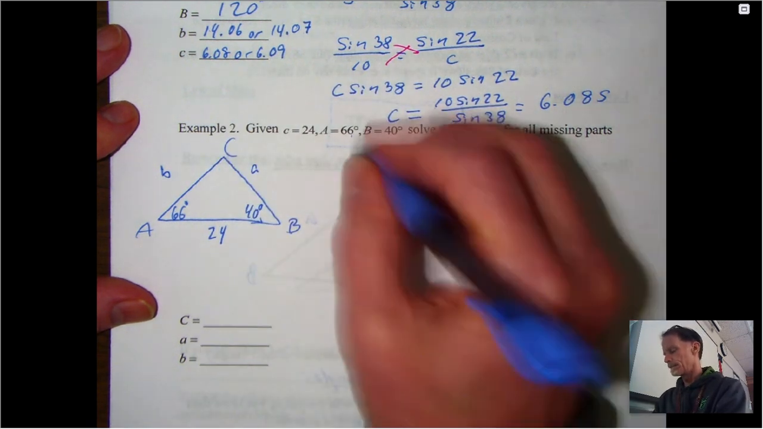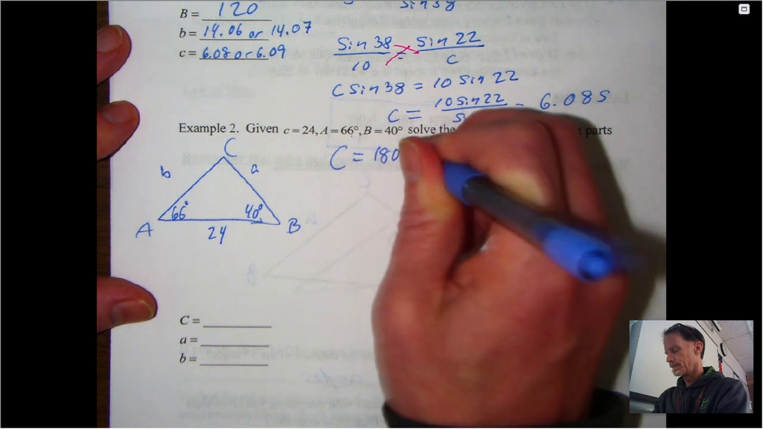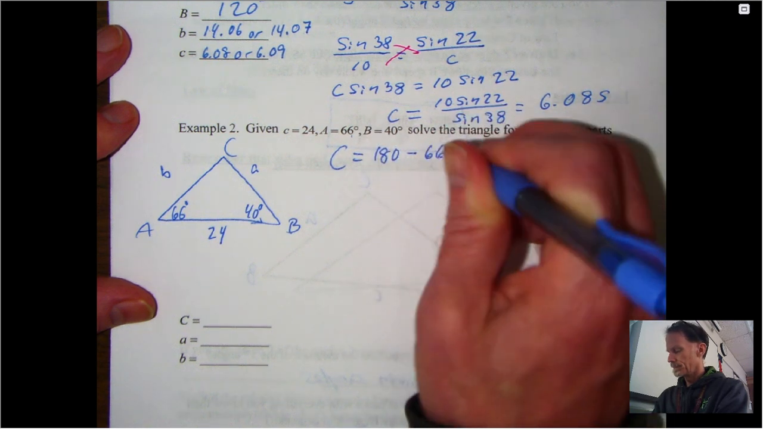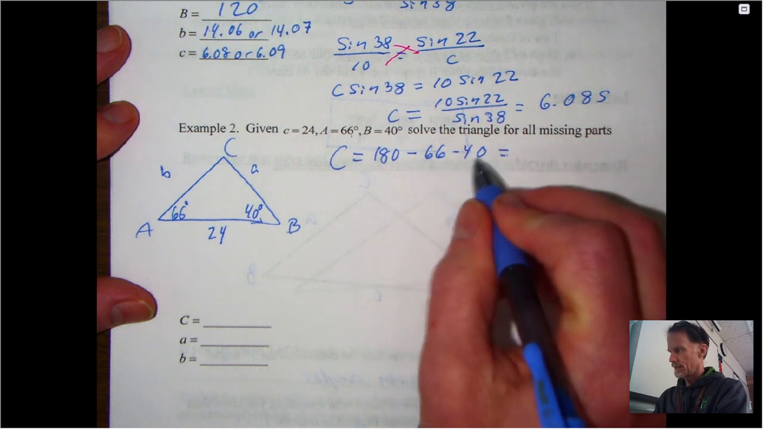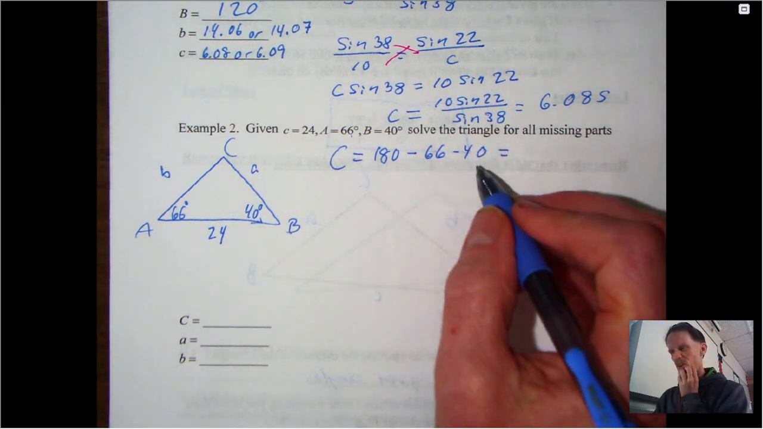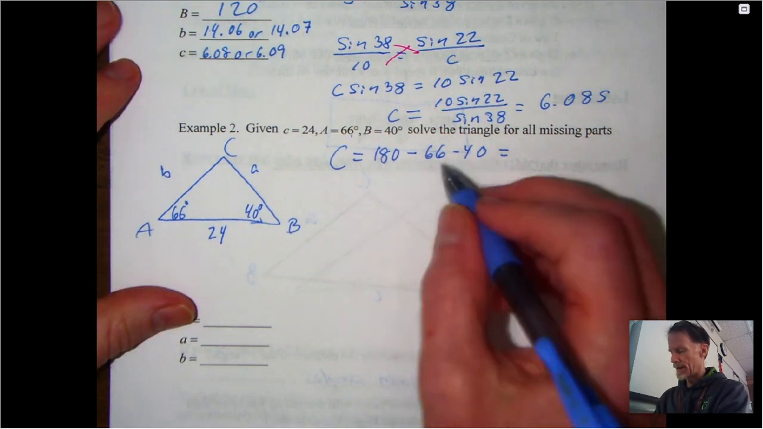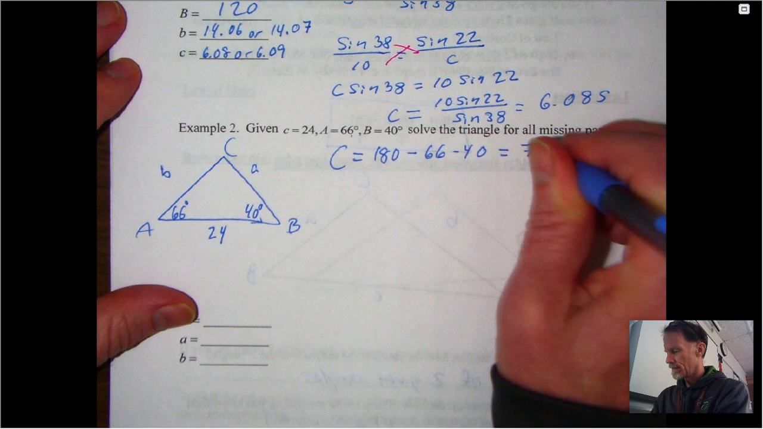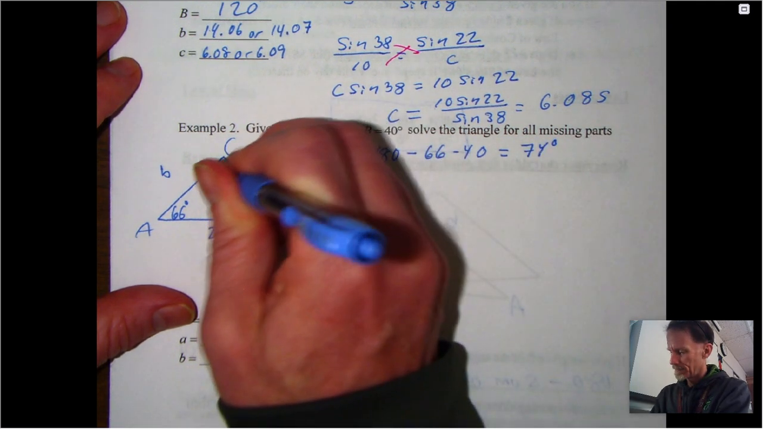Okay, so let's find angle C first. So again, easy, just subtracting. And that's, let's see, that's 116. What's that going to be? 74? 106, I should say. 180 minus 106, 74. So stick that up there.